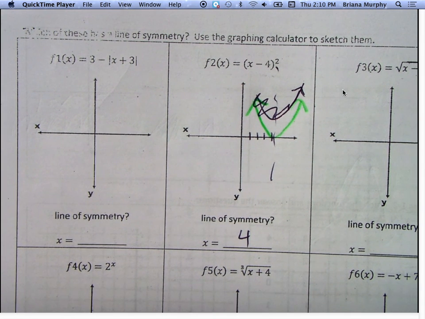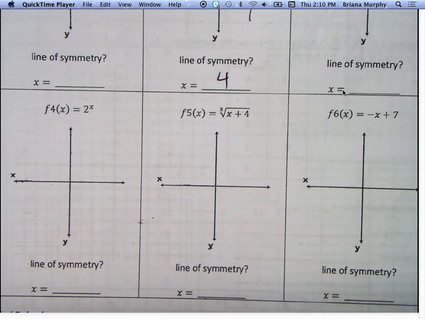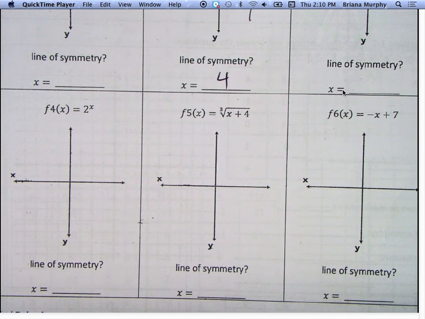Let's try another one, because we need to practice. Now, what's a cube root going to look like? Is it going to look like this U shape? No. Is it going to look like an S? I think it's going to look like an Egyptian S. That's what I think. Okay? All right.